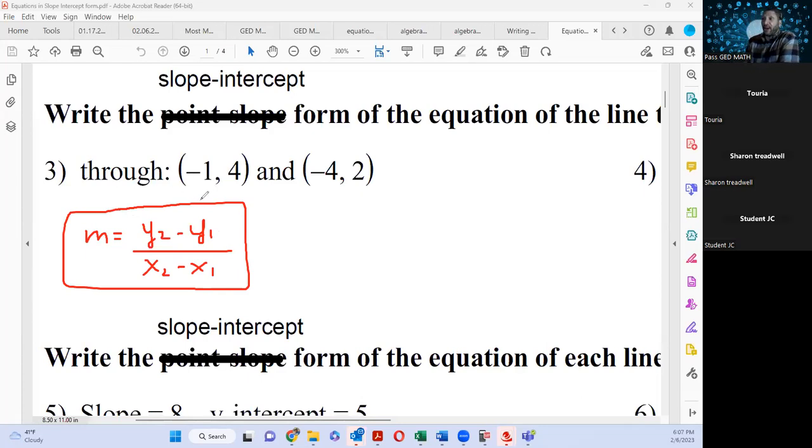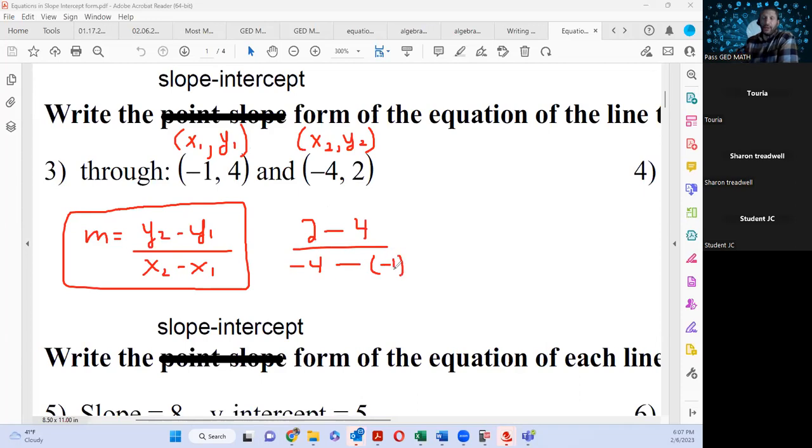So what is considered my x1 and y1? The one form. x1, y1, x2, y2. Yes. Perfect. Now, I would just plug them in using my calculator, but we're going to do them by hand. So we got y2, which is what again? y2 is 2 minus, what is y1? Minus 4. x2 is what? Negative 4, minus, what's x1? Negative 1.